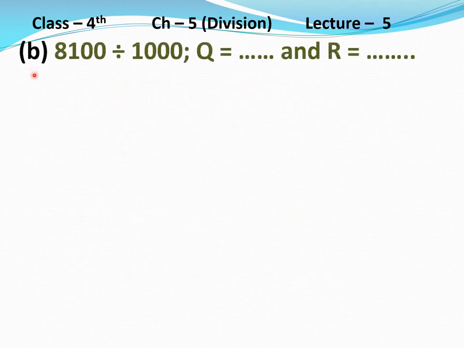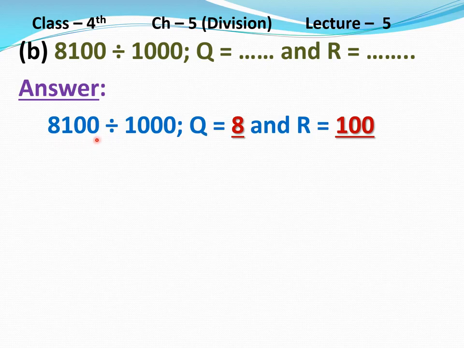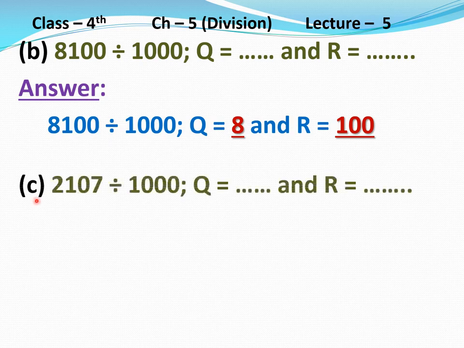Now B part. 8100 divided by 1000. Quotient equal to dash and remainder equal to dash. See, the divisor is 1000. Then the number formed by the last three digits, that is 1, 0 and 0, is 100. That will be the remainder and the number formed by the remaining digit, that is 8, will be the quotient. Write down the answer. 8100 divided by 1000. Quotient equal to 8 and remainder equal to 100. Clear?